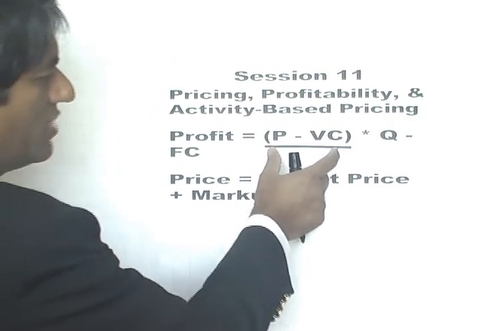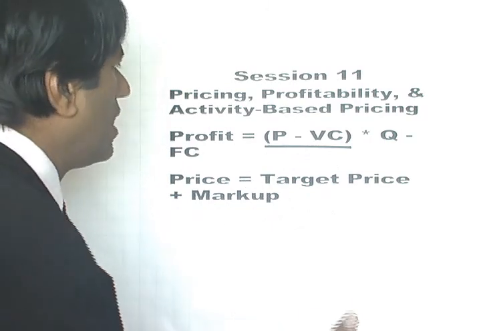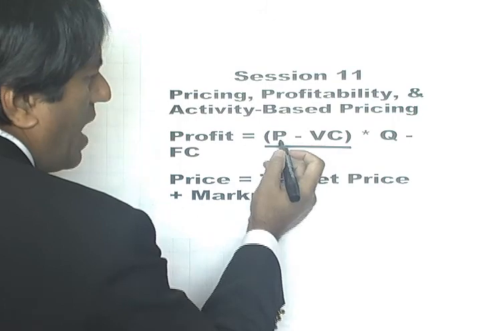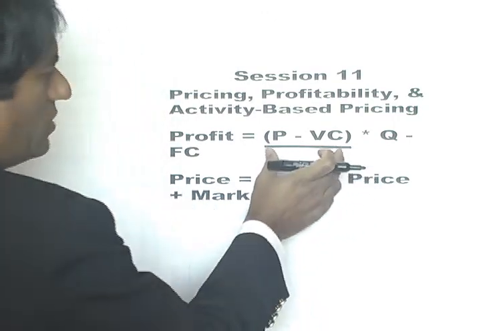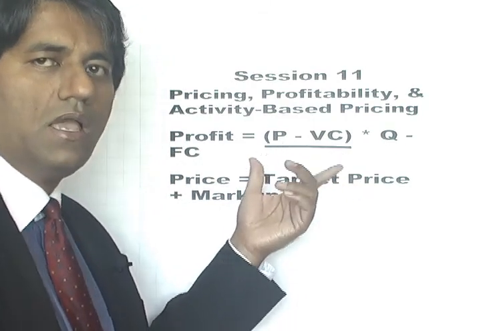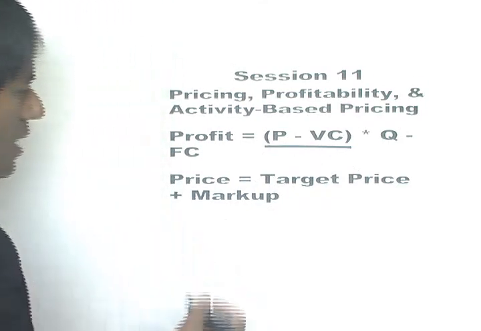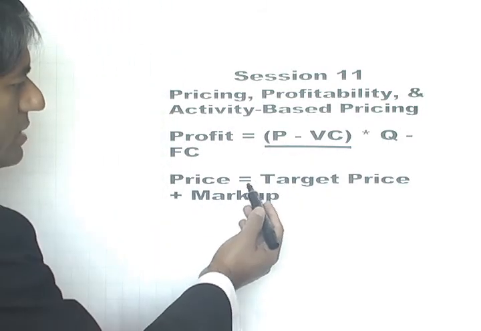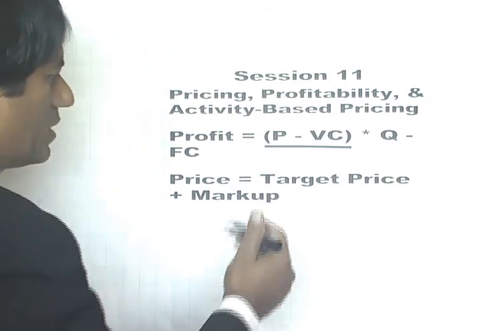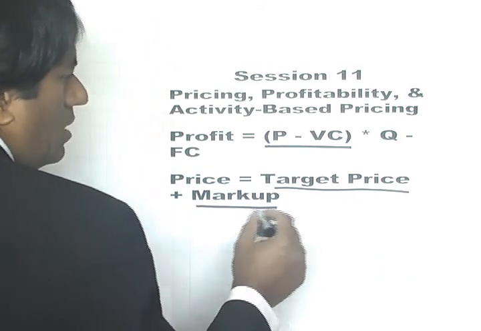So this is basically a measure of profit per unit without taking into account fixed costs. And this is price minus variable cost, and this would be called margin, contribution margin per unit. When you do markup pricing, the price of your product is going to be target price plus the markup.